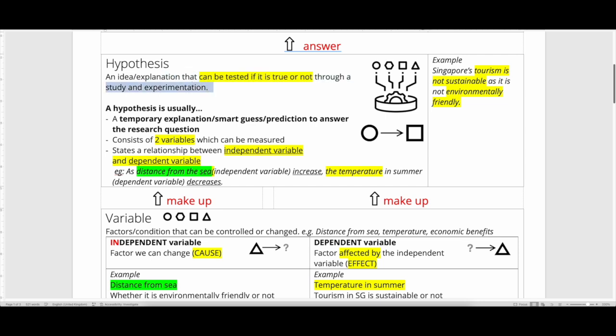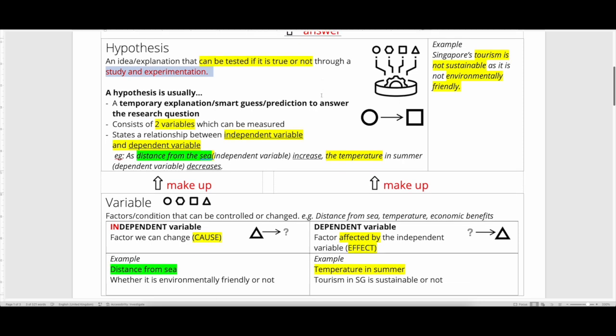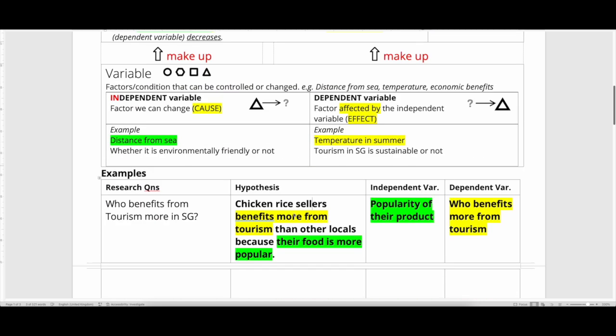It cannot be something that I cannot measure, I cannot experiment. So for example, if my hypothesis is chicken rice sellers benefit more from tourism than other locals because of divine intervention, okay, then how do I go and measure a divine intervention? I cannot investigate that. All right, so since I cannot investigate that, then I cannot put it as my hypothesis.